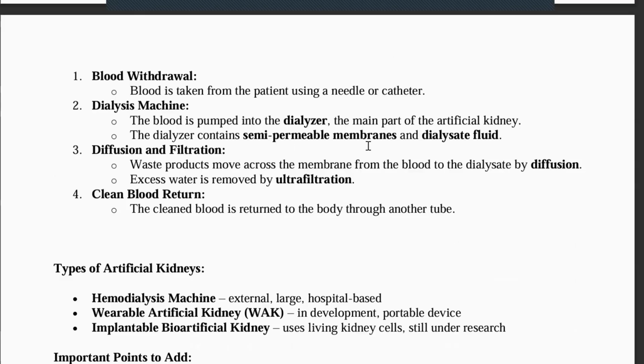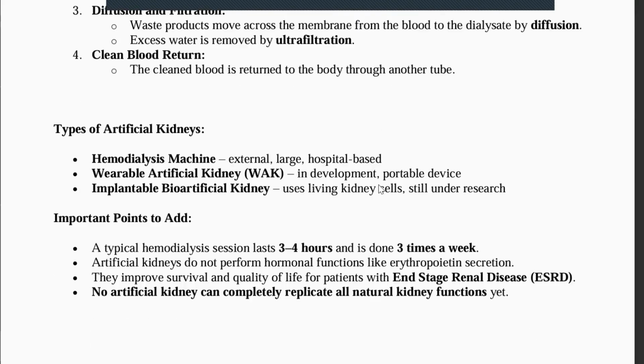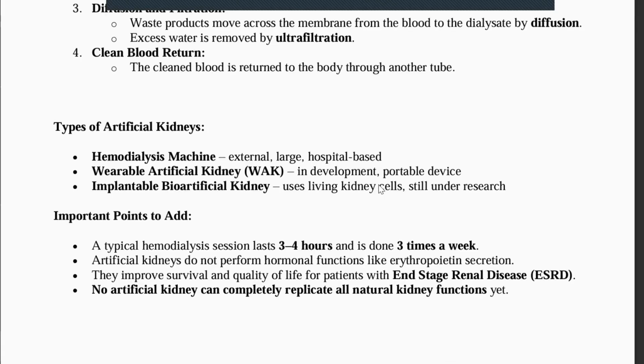We have a semi-permeable membrane which helps in removing toxins from the blood. We use a dialysate fluid. Types of artificial kidneys: we have the hemodialysis machine, which is external, large, and hospital-based. We also have the wearable artificial kidney, then the implantable bioartificial kidney. Some of the important points which you can add to enhance your answers are these.